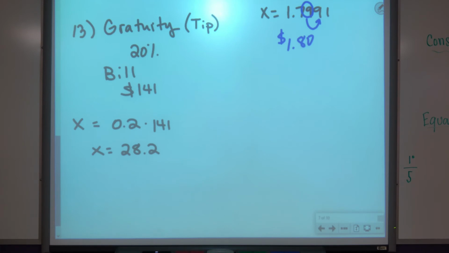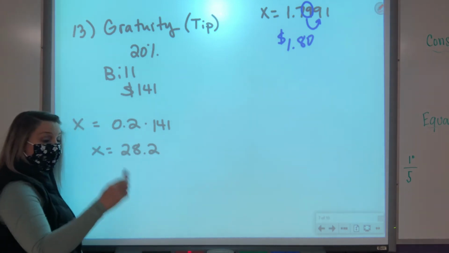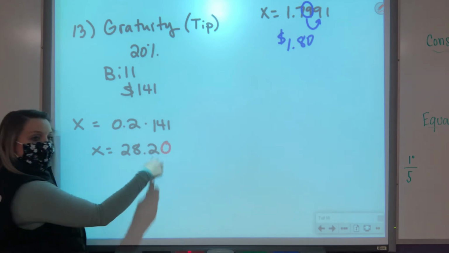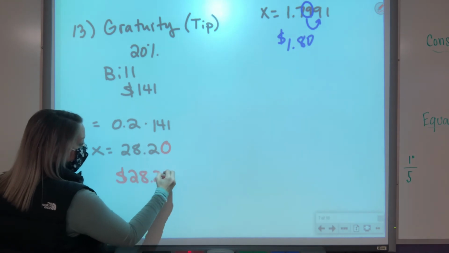Okay. So does someone ask you, or tell you, oh, your bill is $28 and 2 tenths of a cent? No. Okay. So you have to make sure that, because we're in American currency, we have a tenths and we have a hundredth. So we have to add a placeholder there. So the gratuity we're going to leave is $28.20.